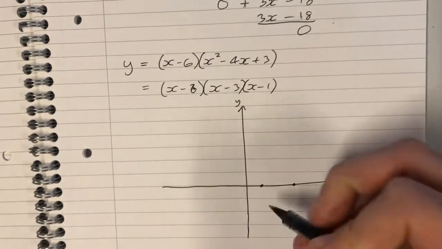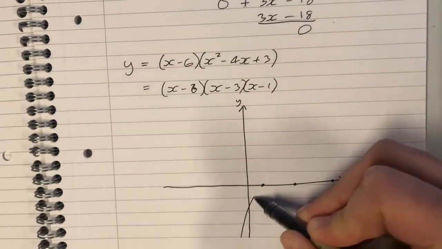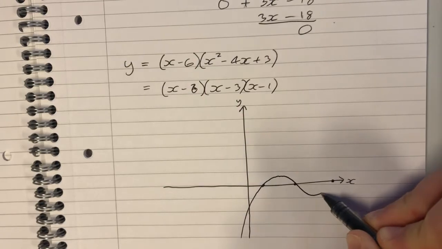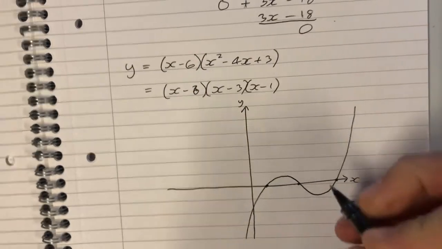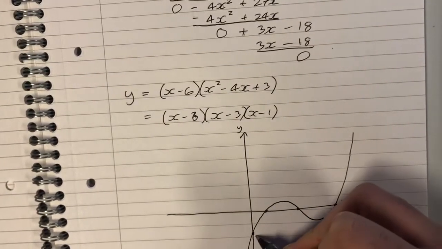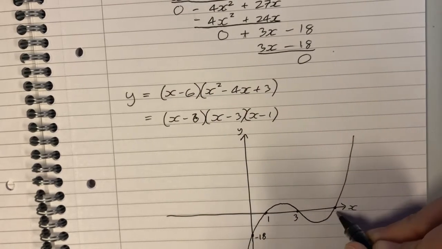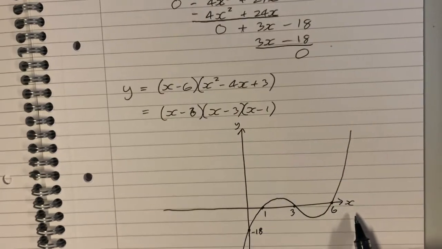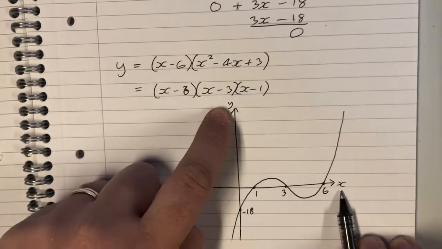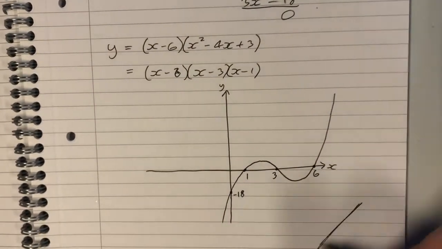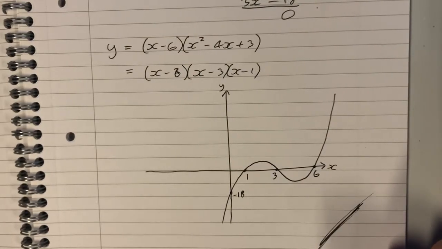Positive cubic again, so it's going to start low and end high, so it's going to come up through there, it's going to go down through there, it's going to go up through there and shoot off to infinity, and it crosses there at minus 18. Don't forget to label where it crosses the axes, so 1, 3 and 6, and of course don't forget to label the x and y axis as well, and that is your sketch, job done.